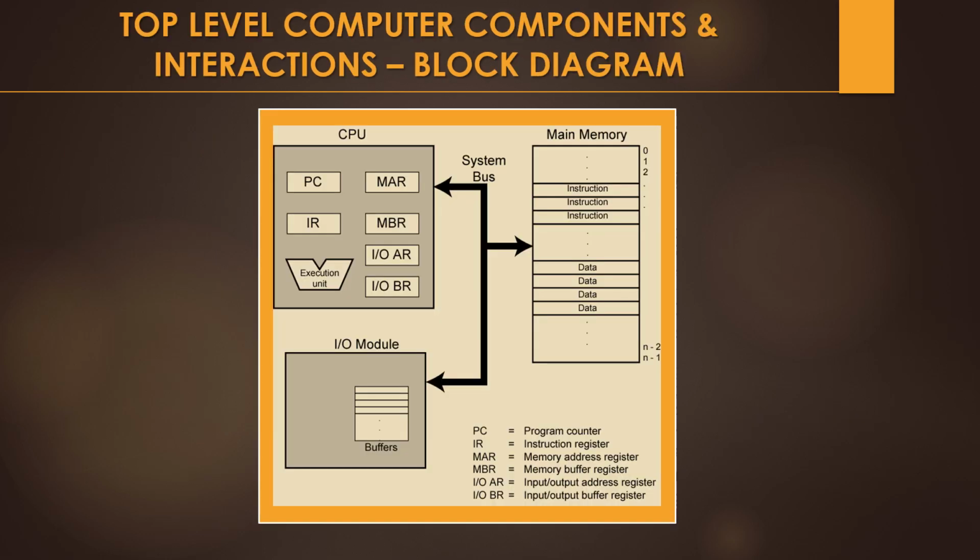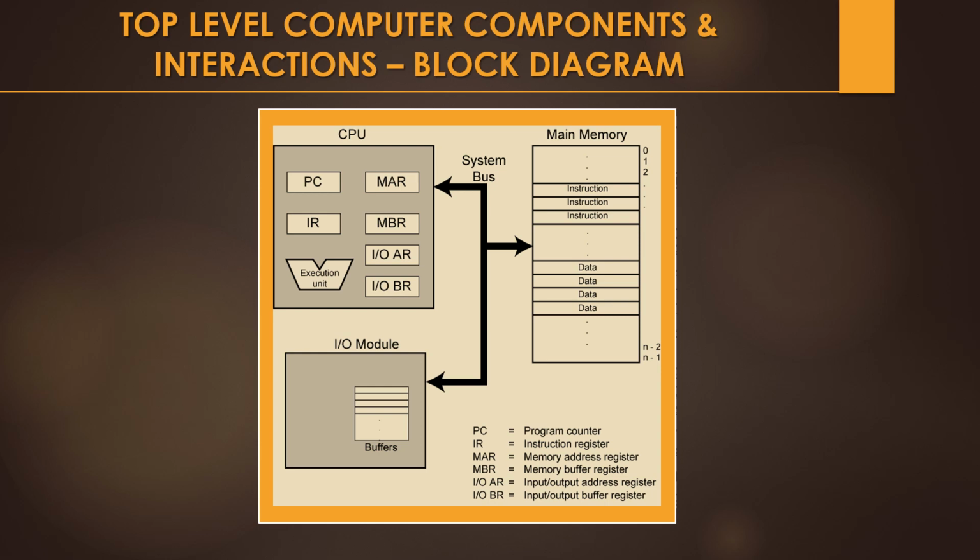Look at the block diagram of the top level computer components and its interactions. The three main top levels, CPU, main memory, and the I/O module, are connected with one another. In the CPU, we have the PC, the program counter, IR, instruction register, MAR, memory address register, MBR, memory buffer register, IOAR, input output address register, IOBR, input output buffer register, and then the execution unit.